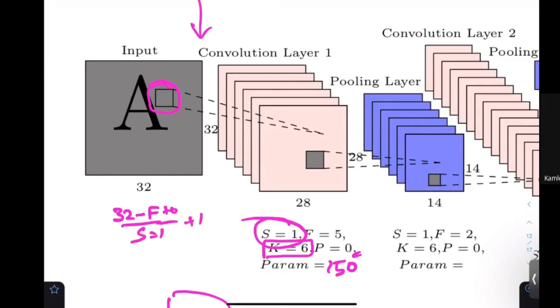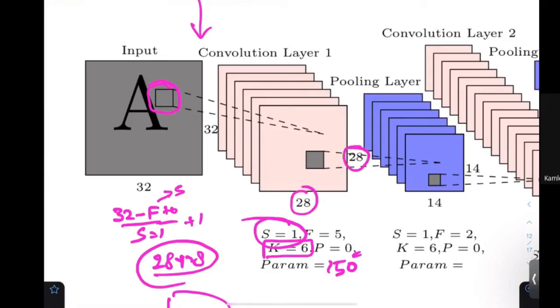So what is the size? Can you tell me? F is equal to what? F is equal to 5. So what is the answer? 32, I think 28 cross 28. The answer is 28 cross 28. So you get the output of size 28 cross 28. Any problem on that? Just write yes or no. Is it clear?